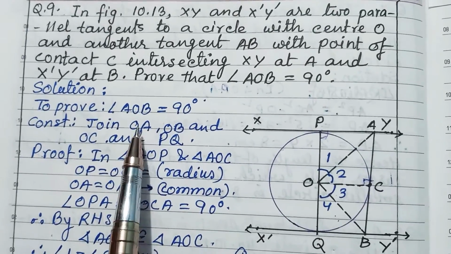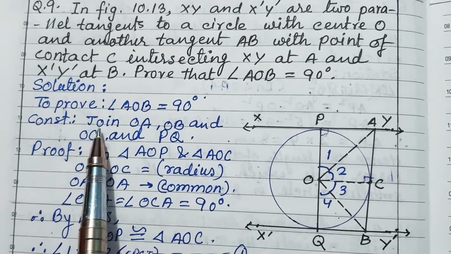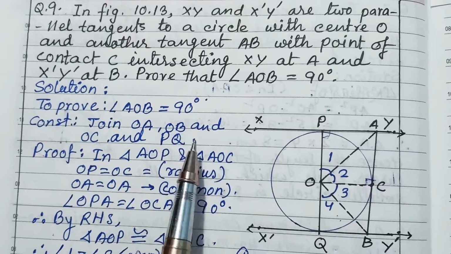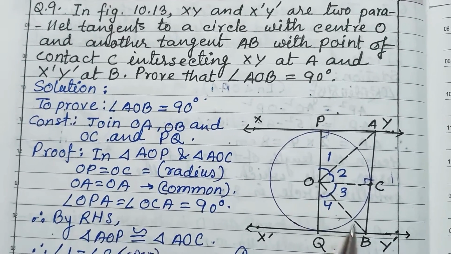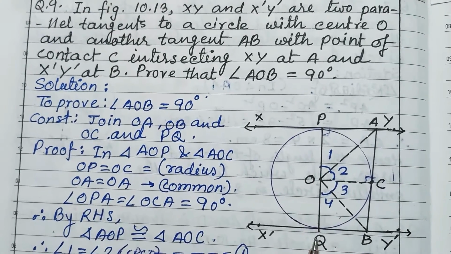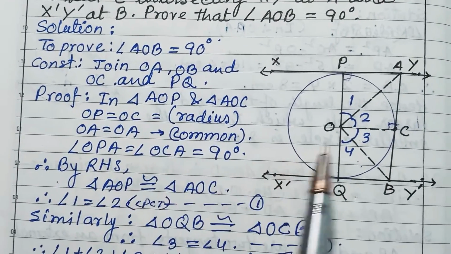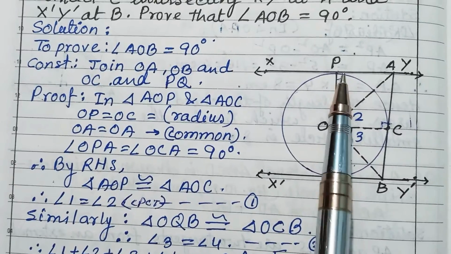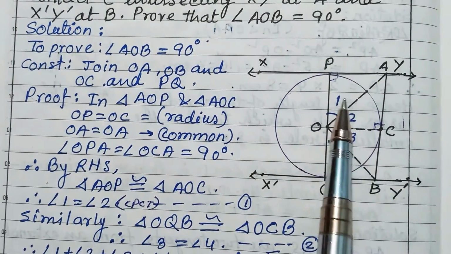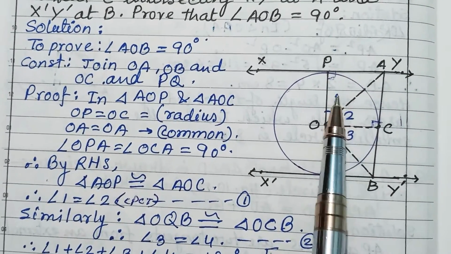To prove that AOB is 90 degrees, construct: join OA, OB, OC and PQ through O. Now in triangles AOP and AOC, you have to prove these two are congruent.